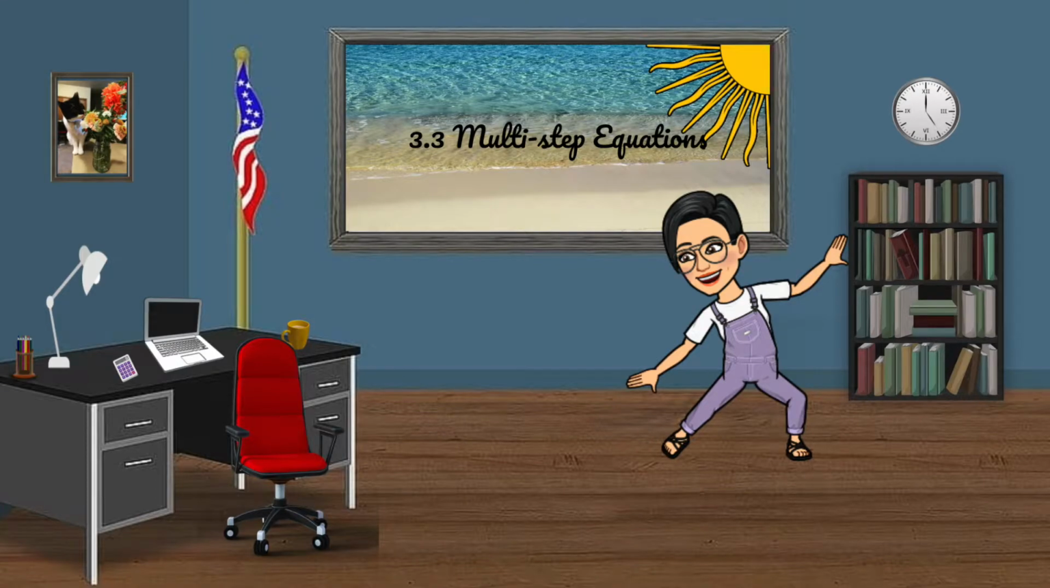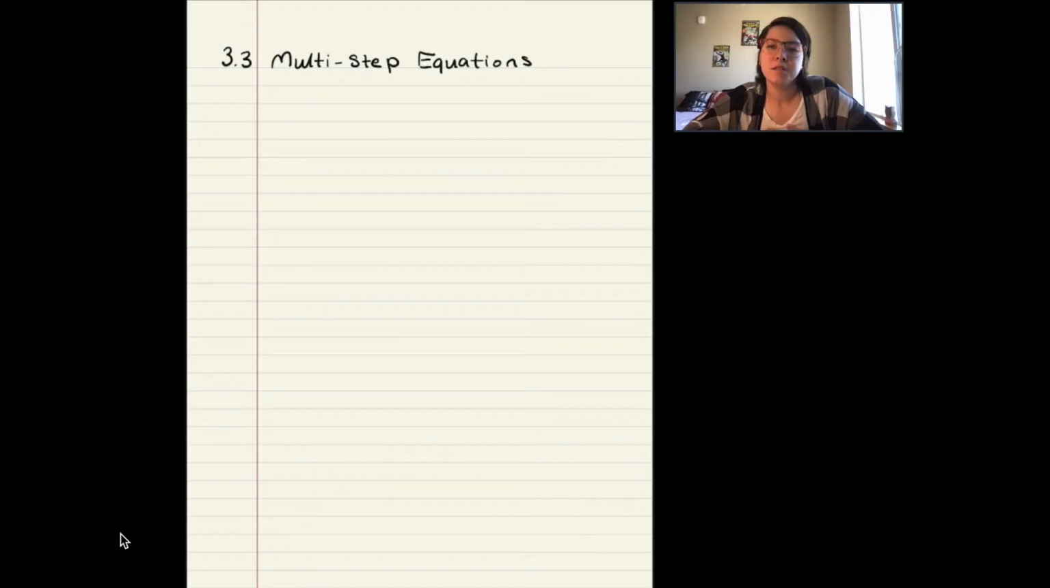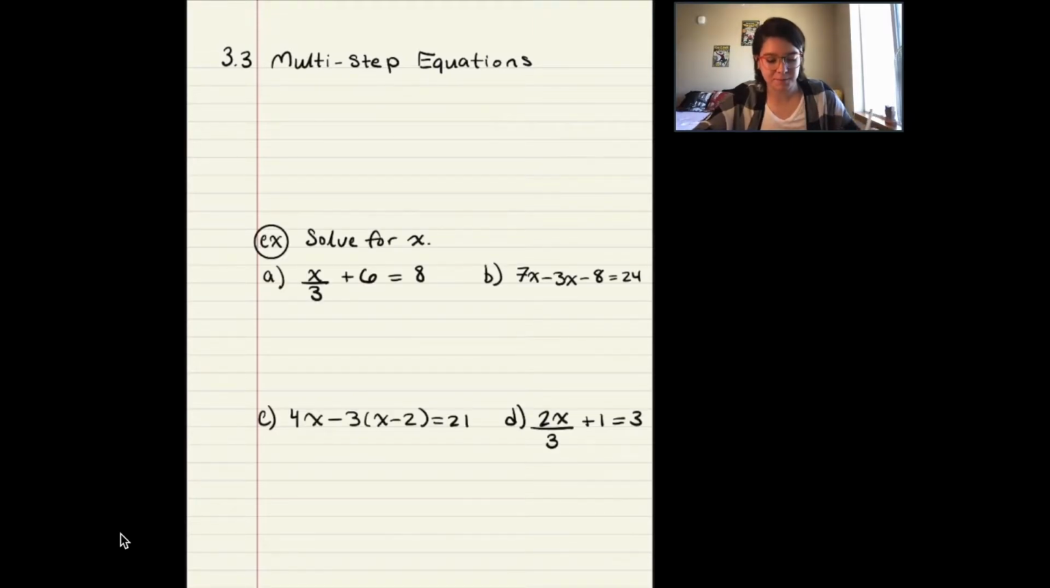Hey guys, today's video is going to be on 3.3, which is multi-step equations. It's a mix of what we learned in 3.1 and 3.2. In 3.1, we learned about solving equations using inverse operations for addition and subtraction. In 3.2, we learned about solving equations using inverse operations for multiplication and division. But what if we're given an equation where we have to do both? Let's check out some examples.